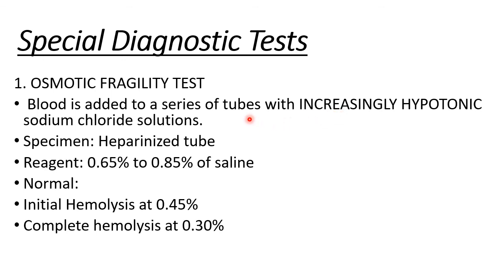Okay? In this test, we make use of an heparinized blood specimen, para ma-prevent lang natin yung coagulation process. The reagent, sabi nga natin, hypotonic dapat ang reagent natin. So, it will range from 0.65 to 0.85% saline. Normally, ang RBC natin mag-hemolyze starting at 0.45 and then ang complete hemolysis is at 0.30% of saline.